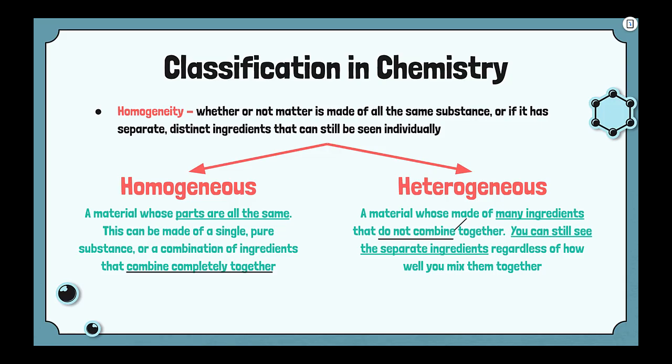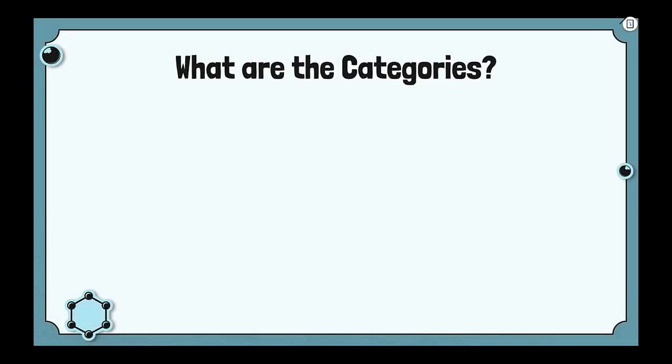If all those spoonfuls are going to be the same, your matter is homogeneous. If each spoonful is going to look different than one another, you must be dealing with matter that is heterogeneous. So we've been leading up to this throughout the entire video. What are these categories that we are going to be working with in terms of our classification of matter?